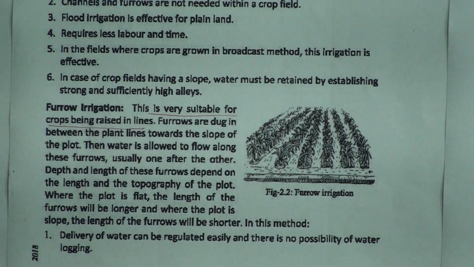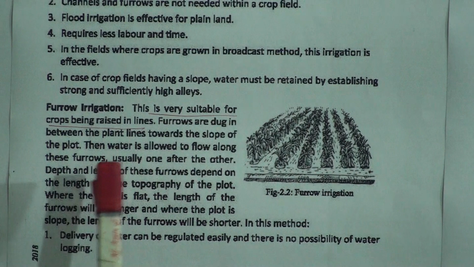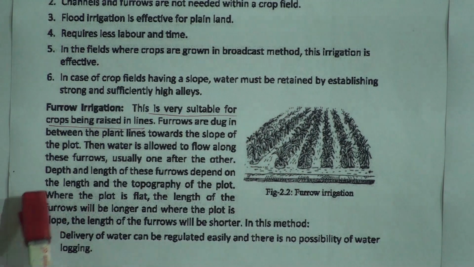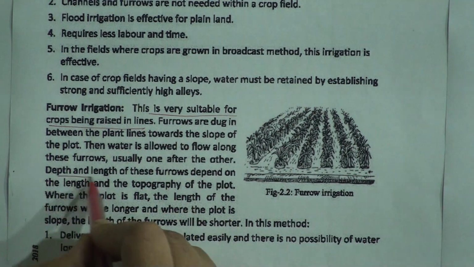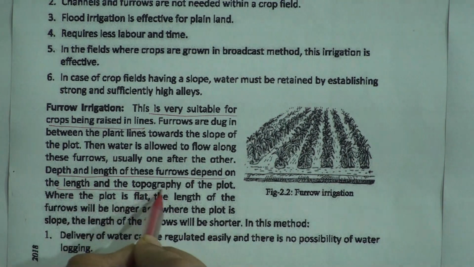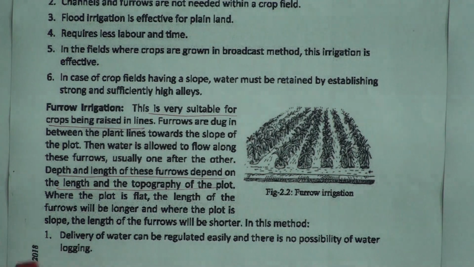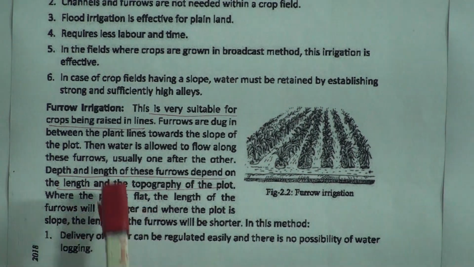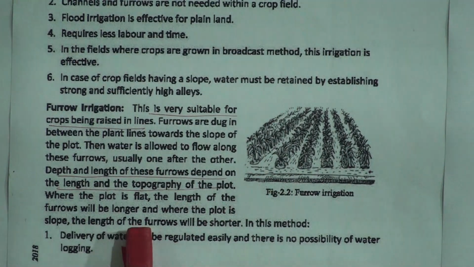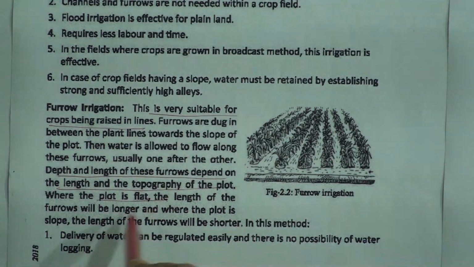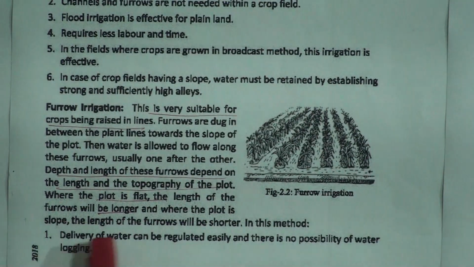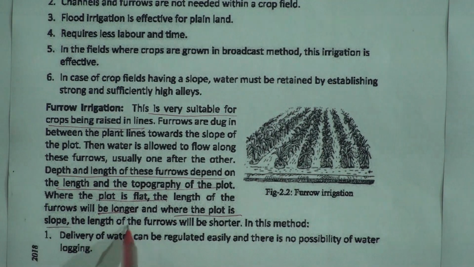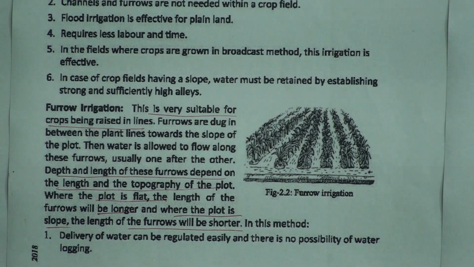Depth and length of these furrows depend on the length and the topography of the plot. So on which does it depend? Depth and length of these furrows depend on the length and the topography of the plot. Where the plot is flat, the length of the furrows will be longer. So we have to underline this and memorize this. And where the plot is sloped, the length of the furrows will be shorter.